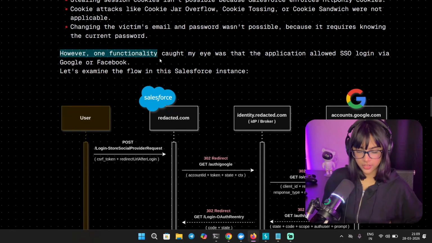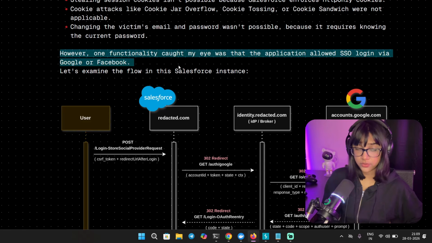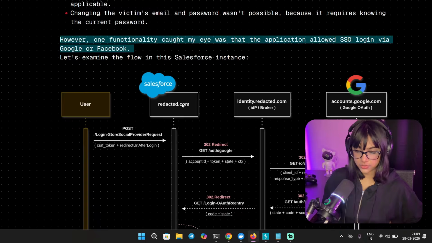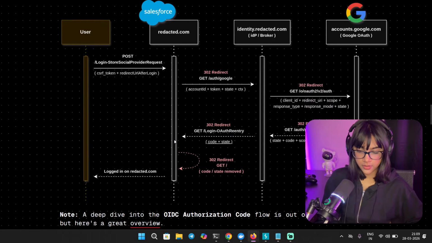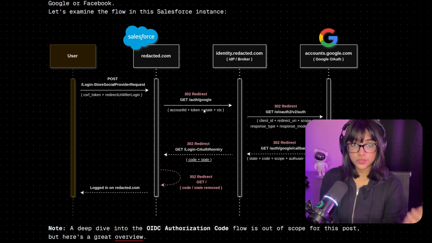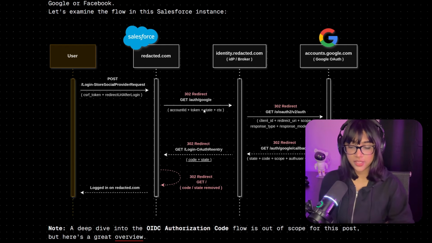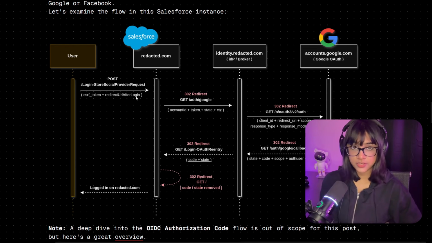However, one functionality that caught my eye was that the application allowed SSO login via Google or Facebook. This is pretty interesting. So this is the whole flow of it. Okay, so the thing is, I don't want to make this video too long. If you don't understand how OAuth works, please watch the video from the I button, and once you get the idea, come back to this video, okay? And if you just want to look at this diagram, we can look at it. So I'm just going to explain it once.